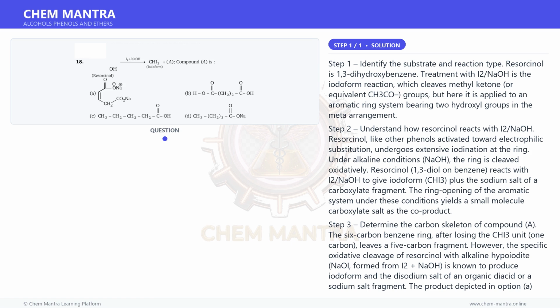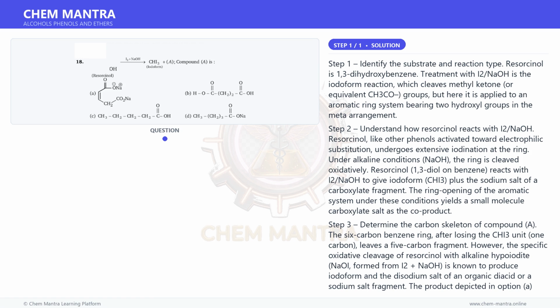Step 5. Eliminate other options. Option B. Succinic acid is a free diacid, not a sodium salt, and does not match the expected product under NaOH conditions. Option C. Pentanoic acid is a free acid, inconsistent with basic conditions and the carbon framework.